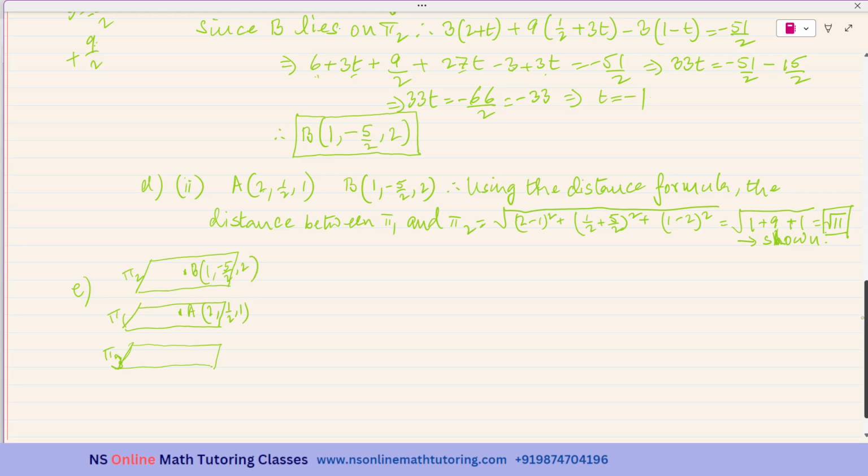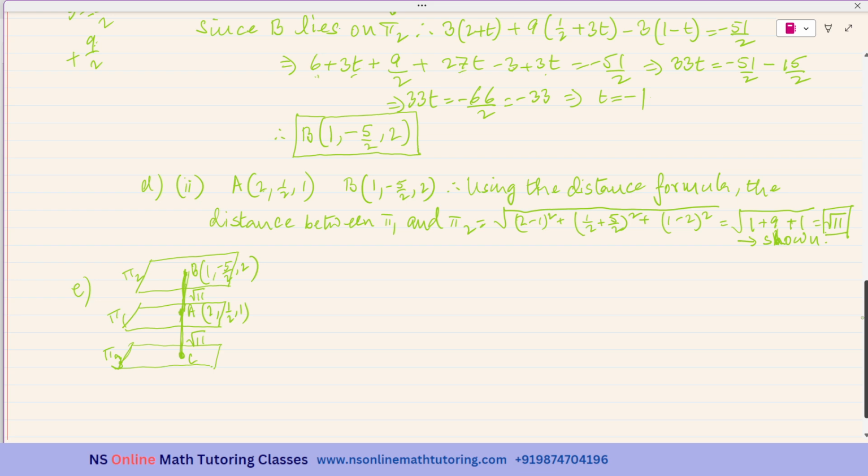Okay, let me just, because I need the normal vector, this AB, or BA, this vector is normal to both the planes, so it will be normal to pi 3 also. I'm just extending this and let this point be C on the plane pi 3. Okay, and this distance is root 11. We know that the distance between pi 1 and pi 3 is also root 11, and we need to find the equation of the plane.